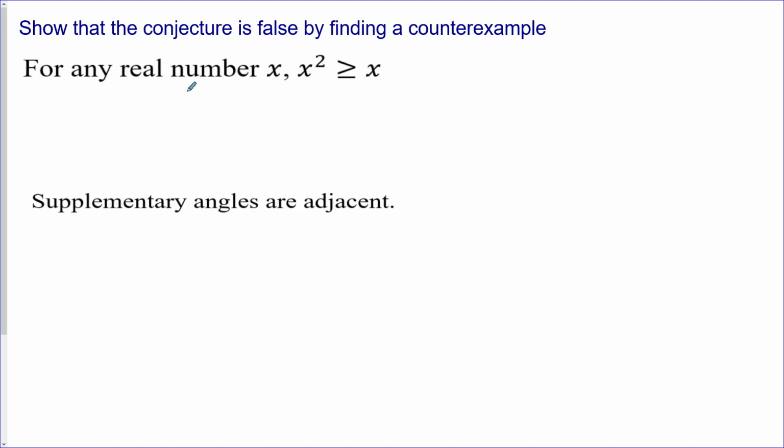All right, another mathematical example here. Let's prove this one's false by picking some values of x. I'm going to let you guys take a moment and try to find a good counterexample here. Go ahead and pause the video, and when you're ready, you can restart the video and see what we come up with.